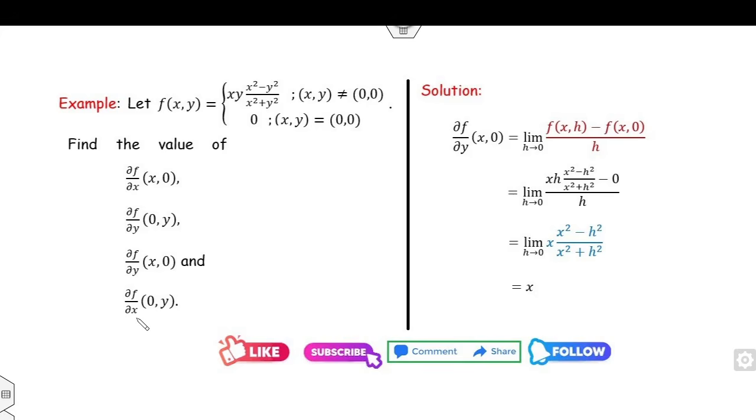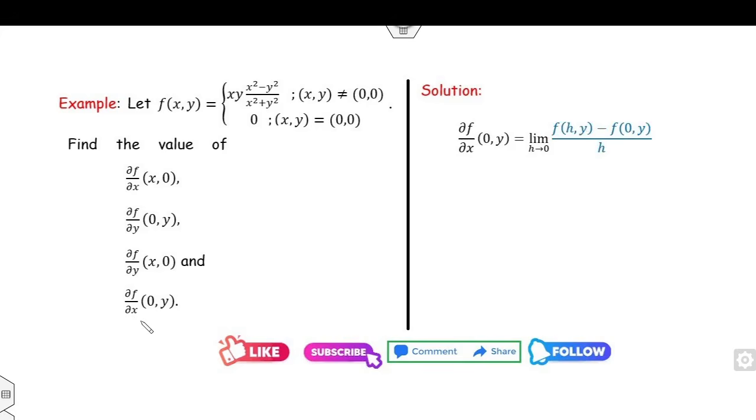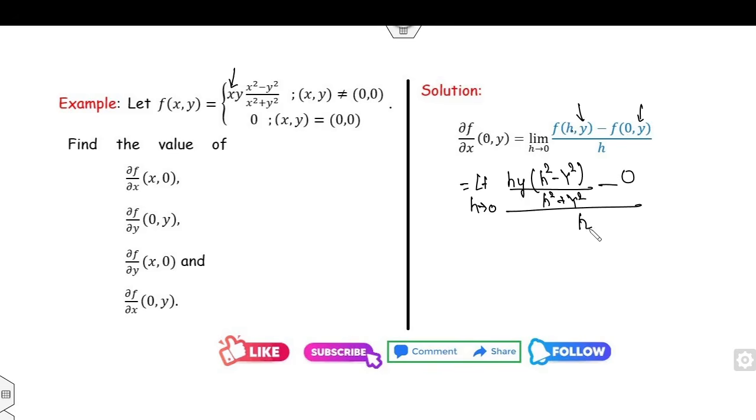Similarly for this case, now keeping x as a constant, y is my fixed number, and this is 0 plus h and 0 there. Now you can again substitute this value. It is h into y, this is h square minus y square over h square plus y square. At 0 comma y, when x is equal to 0, it is 0 divided by h.